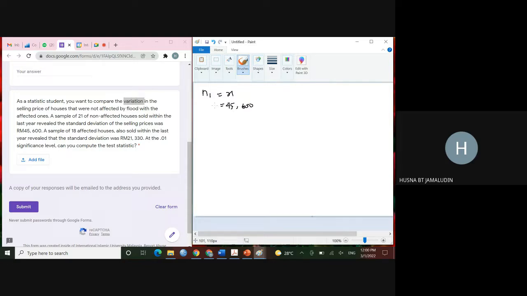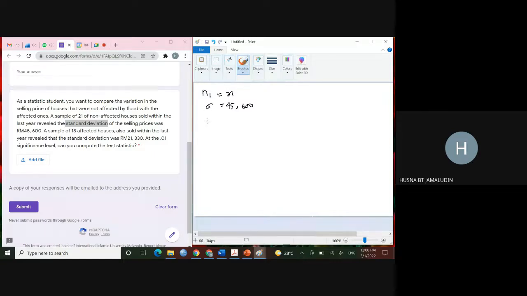What is that? That is the standard deviation, right? Because they clearly mention the standard deviation here. So you should know how to transform these words into the symbol. Okay, and samples of 18 affected houses. This is another house. The previous one is not affected by flood. This is the affected one.